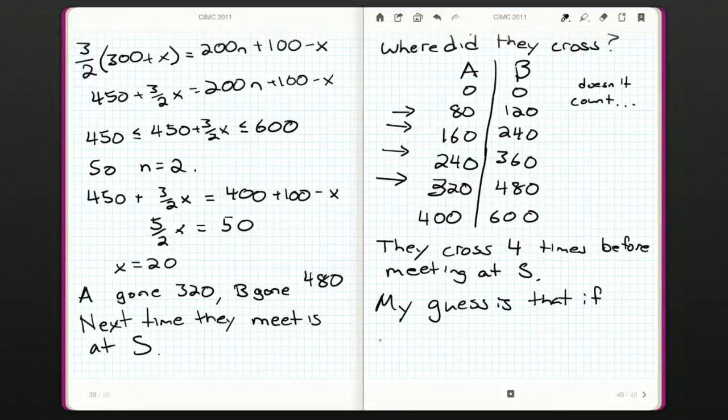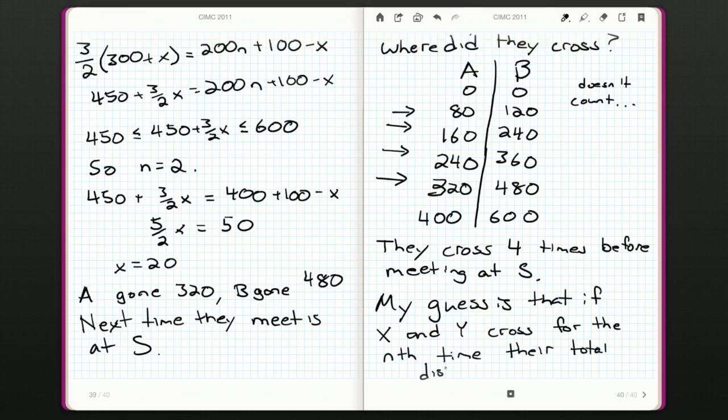If two swimmers, X and Y, cross for the nth time, that's my guess, that if we have two swimmers, X and Y, I'm just going to assume that they go at different speeds, and it's their nth time crossing, whether it be at an N or an S or somewhere in the middle, then their total distance swum, so the distance X has swum and the distance Y has swum, I'm going to guess that is exactly 200 times N. Nth crossing, 200N.